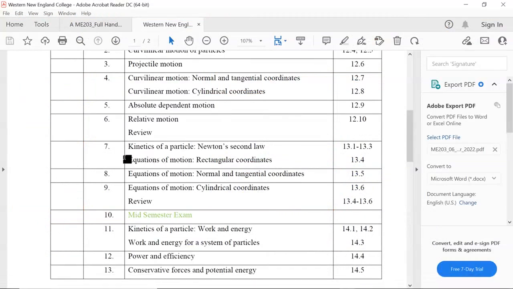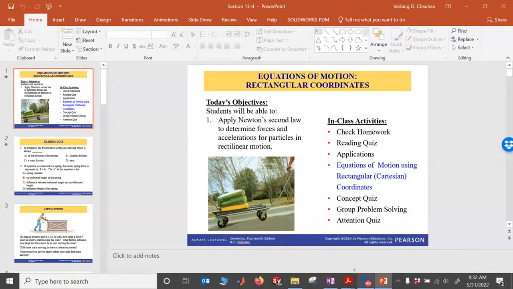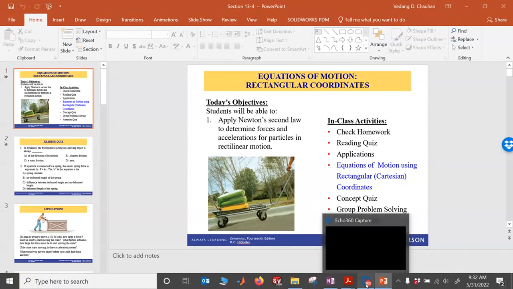So in this video, we will learn about equations of motion applied in rectangular coordinate system, topic 13.4. This is the theory portion of the video, and in the next video, I will solve some problems.